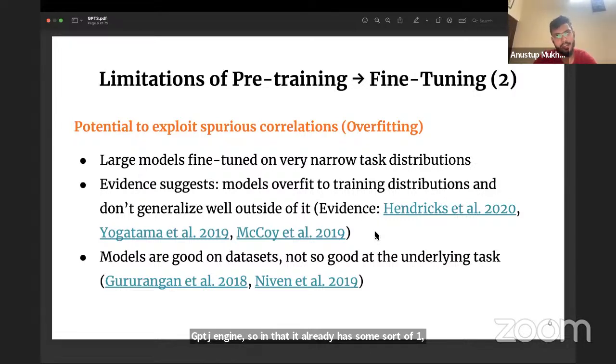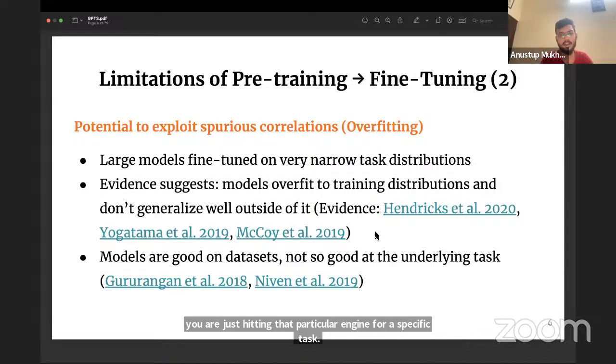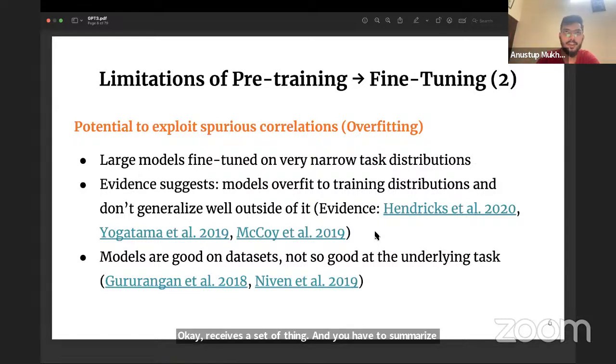But where it was failing was this: when you hit that engine for a specific task, such as summarizing a given text, it can easily do it. But when you are playing with prompt engineering, meaning multiple prompts, or giving a complex text, or text with a lot of variations inside it, it struggled.